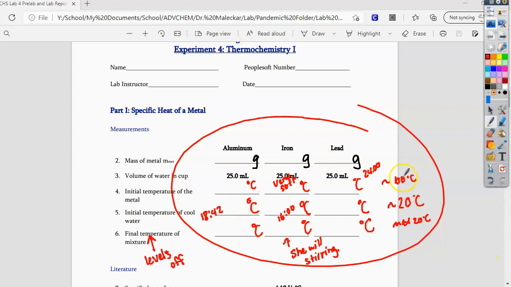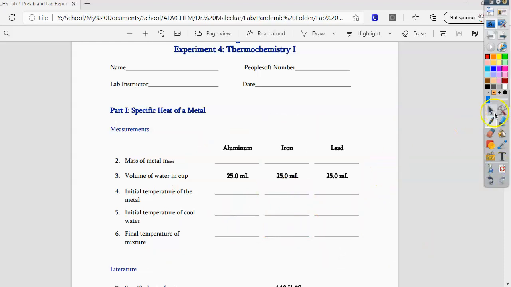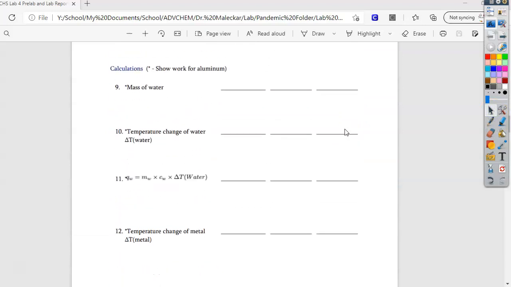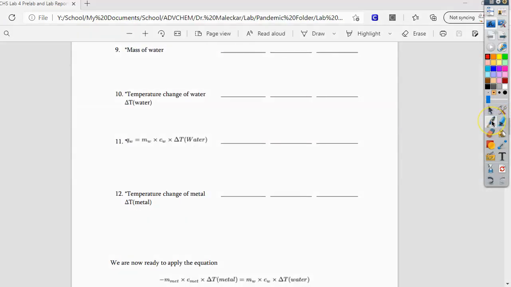All of these about 100, all of these lows 20s, all these mid 20s. I don't want to tell you the answers. The next thing, mass of water.